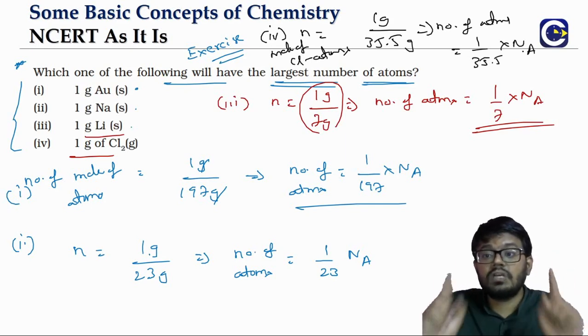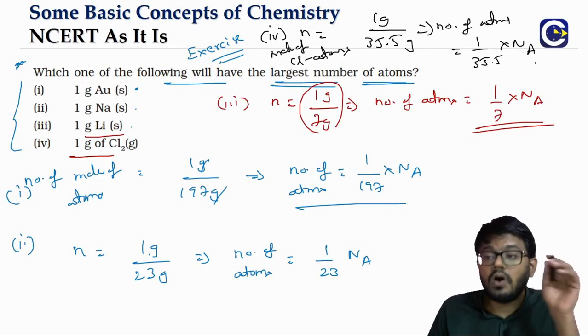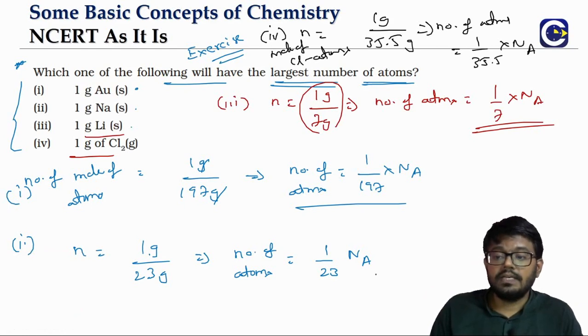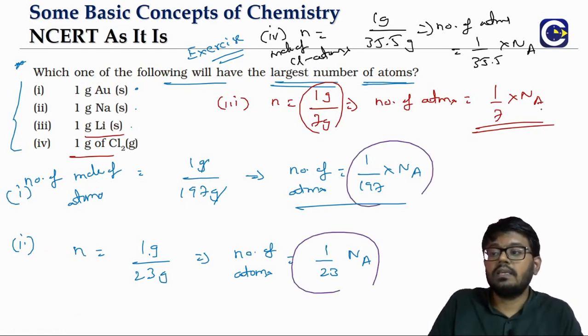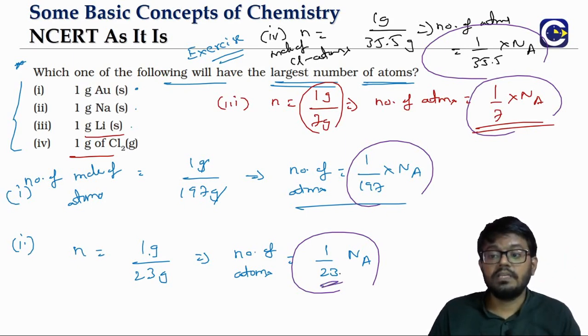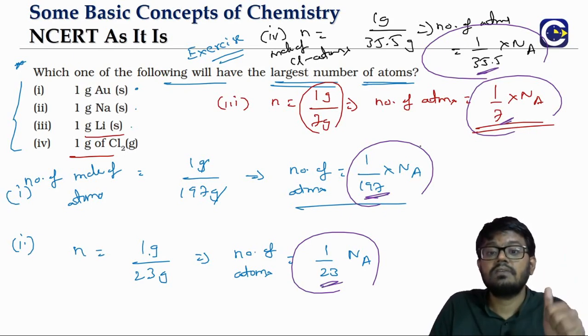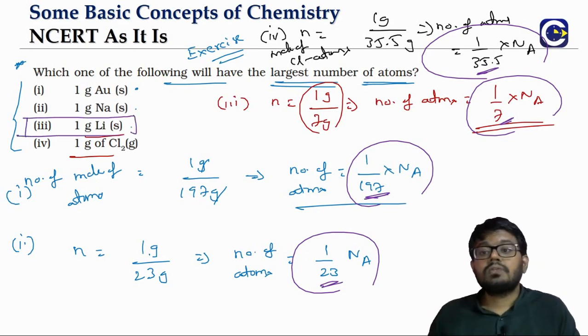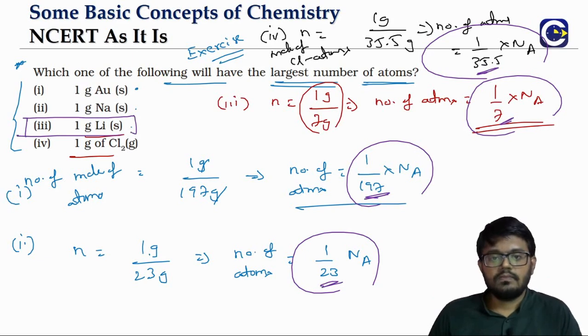They are asking us which of them has got the largest number. So all of them, right? Numerator is same. Check it. Everywhere the numerator is same, right? So it is always Na. Here also Na. Here also Na. Here also Na. Largest means wherever the denominator is least, that particular value will be highest, isn't it? So look at the denominator: 23, 197, 7, 35.5. Where is it least? It is least in the case of lithium. So 1 gram of lithium is going to have the largest number of atoms. Okay, so this is how we will be able to proceed for questions like this.